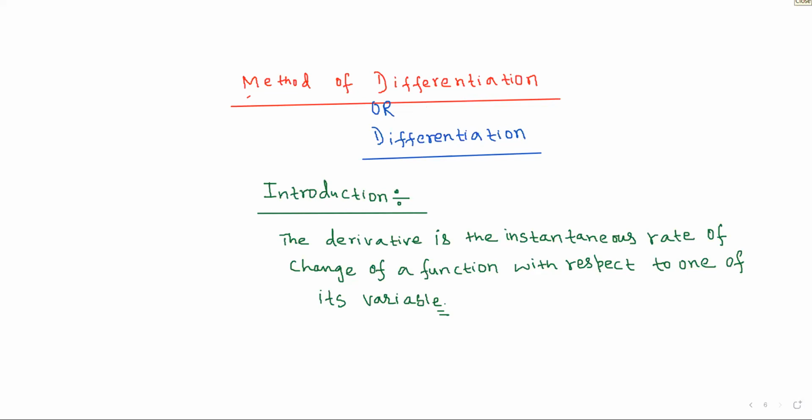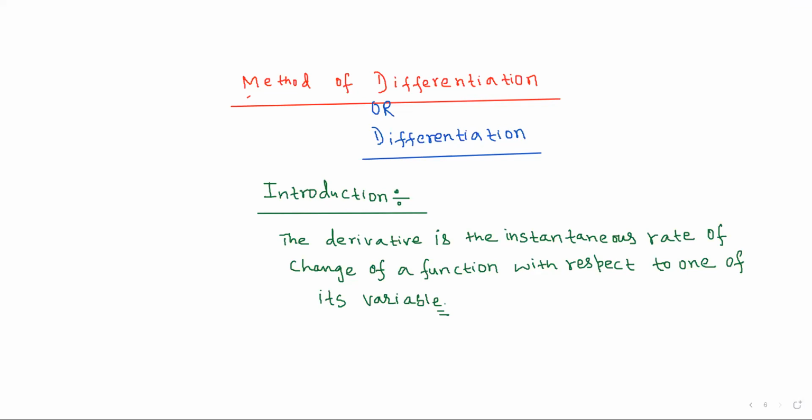This is a very famous term, a very famous chapter in physics. Without differentiation, physics is meaningless. Every time you have to differentiate something. You have to differentiate in electrostatics, every chapter, Newton's laws of motion, friction, work, power, energy. So simply, beta, the sense is that the derivative is the instantaneous rate of change of a function with respect to one of its variables. This is the basic introduction.